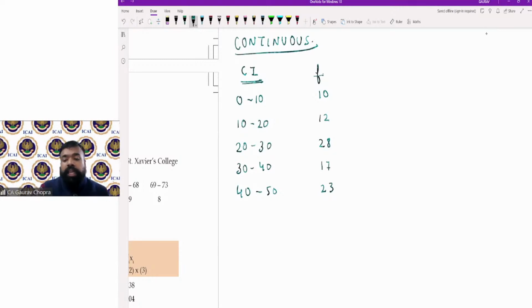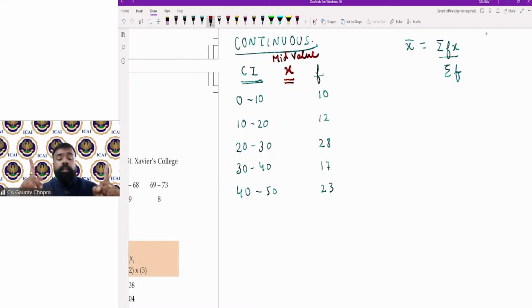But there is one challenge. If you are applying direct method, then also x is required, sigma fx divided by sigma f. So we don't have x in this case, in this question. So first step is to find out the value of x. Now, what is the x basically? X means mid value. X basically means mid value.